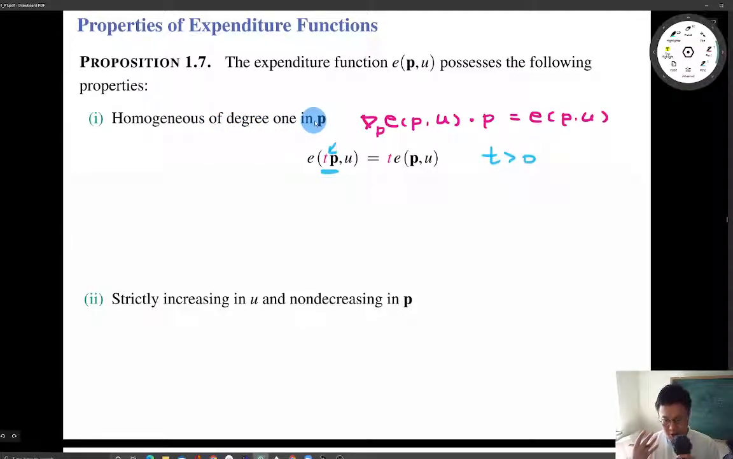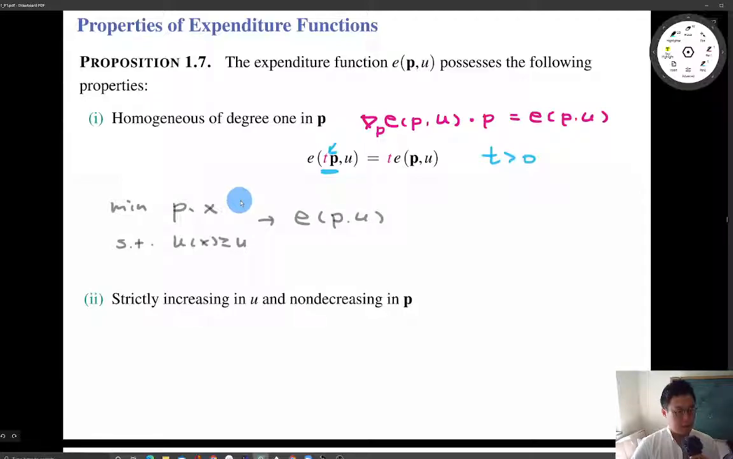Because think about the structure of E. In E of P, we minimize P dot x given this constraint, right? And the value function of this optimization is going to be E(P, U). And if we think about E(tP, U), that is minimizing tP dot x subject to the same constraint.